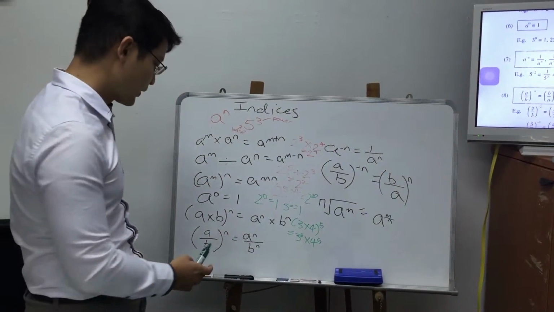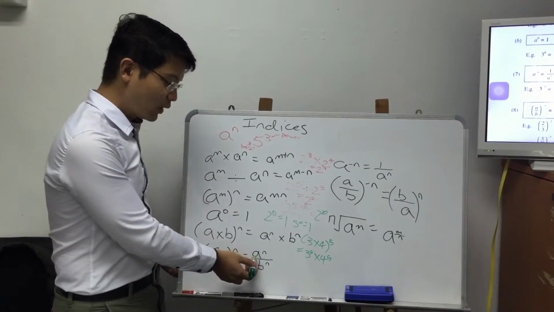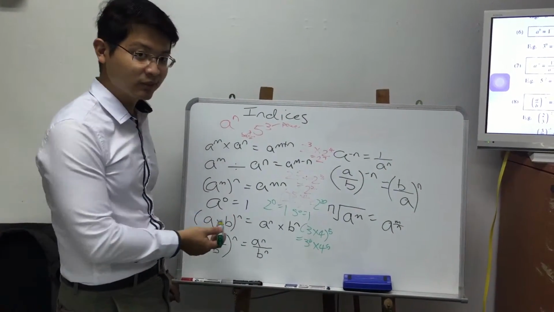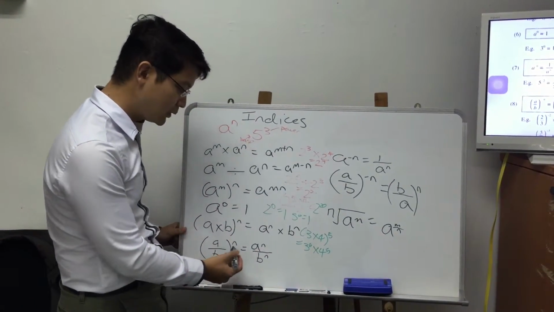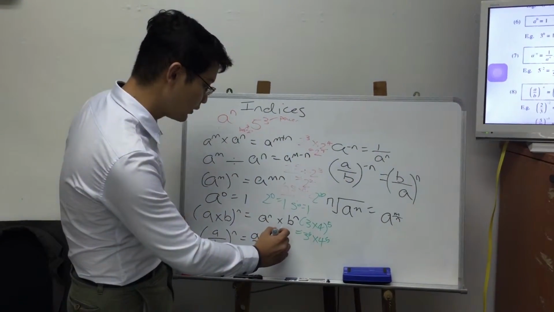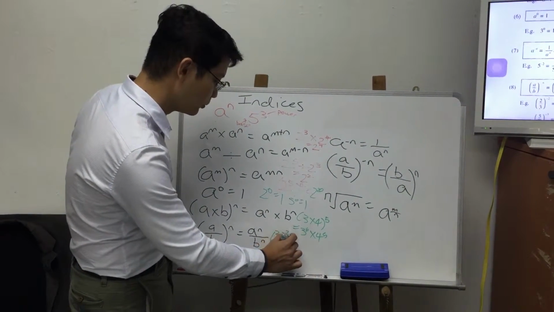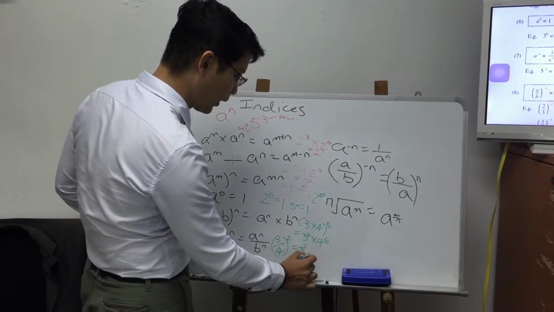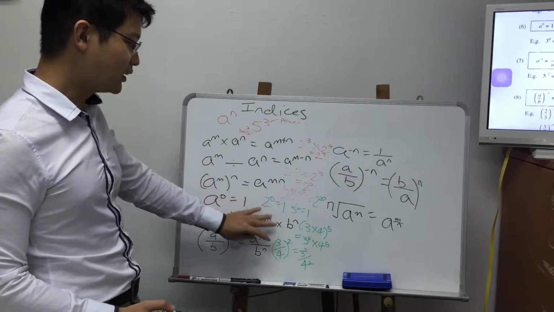Got it? If you have a division and they have an external power, what you do is you multiply the power in, similar to the above case. So a over b, to power n, is equal to a to power n over b to power n. For example, 3 over 4, to power 2. This will give you 3 to power 2 over 4 to power 2. Okay, so far? All these are your positive indices.